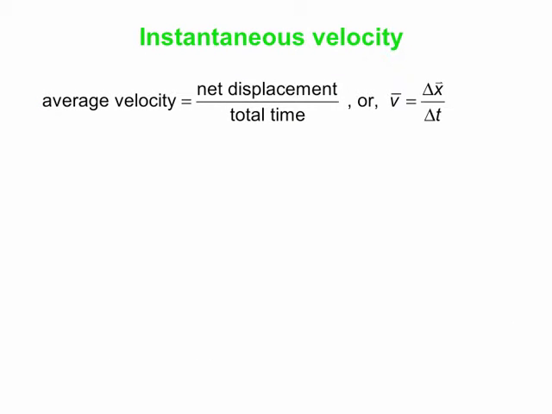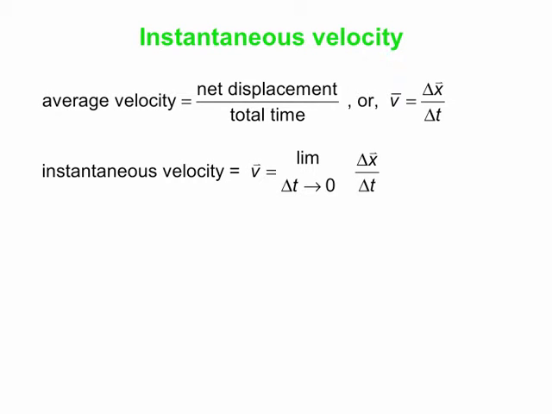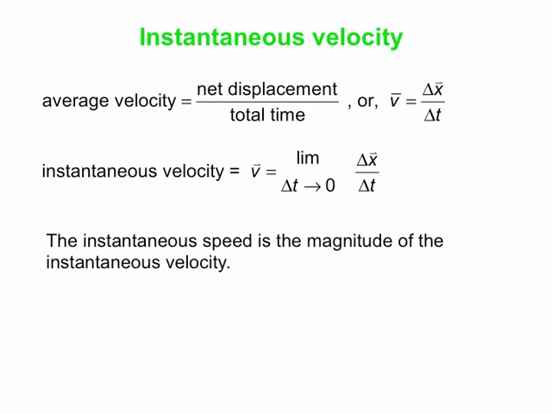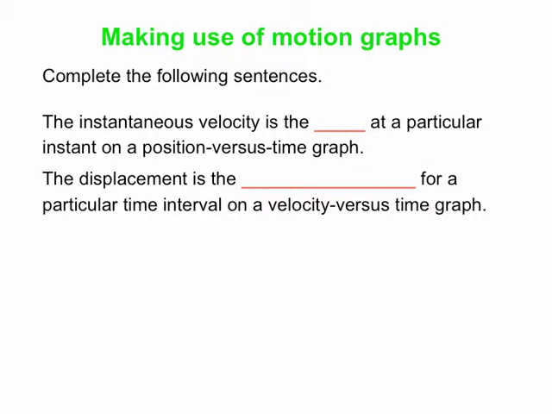Let's talk about instantaneous values. So we have our average velocity equation. The instantaneous velocity equation is the same equation, delta x over delta t, but in the limit as delta t goes to 0. So for a tiny time increment, how far do you travel? Divide that little distance by that little time. That's your instantaneous velocity. And the instantaneous speed is the magnitude of the instantaneous velocity. Well, that's a great definition, but sometimes it's easier to get the instantaneous velocity from a graph. So, we'll make use of graphs.